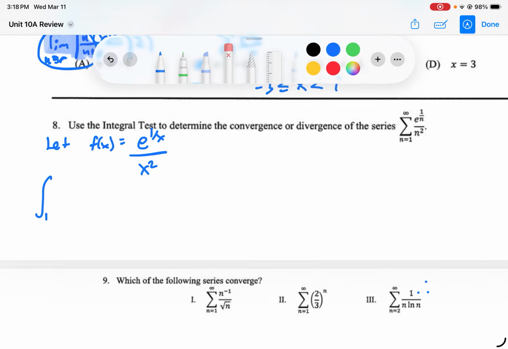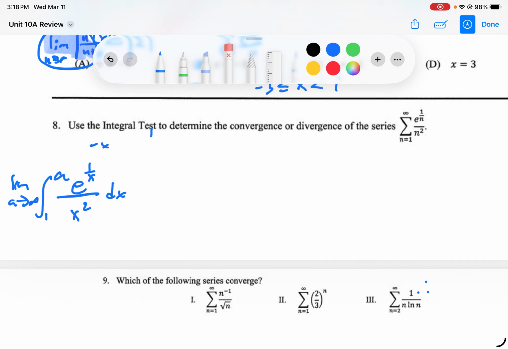I'm going to save some time. I'm going to say this is going to be to a. I'll do the limit as a goes to infinity, so an improper integral, of e to the 1 over x squared dx. I've got to think, okay, this is going to be some u substitution, and it's going to be real tricky.